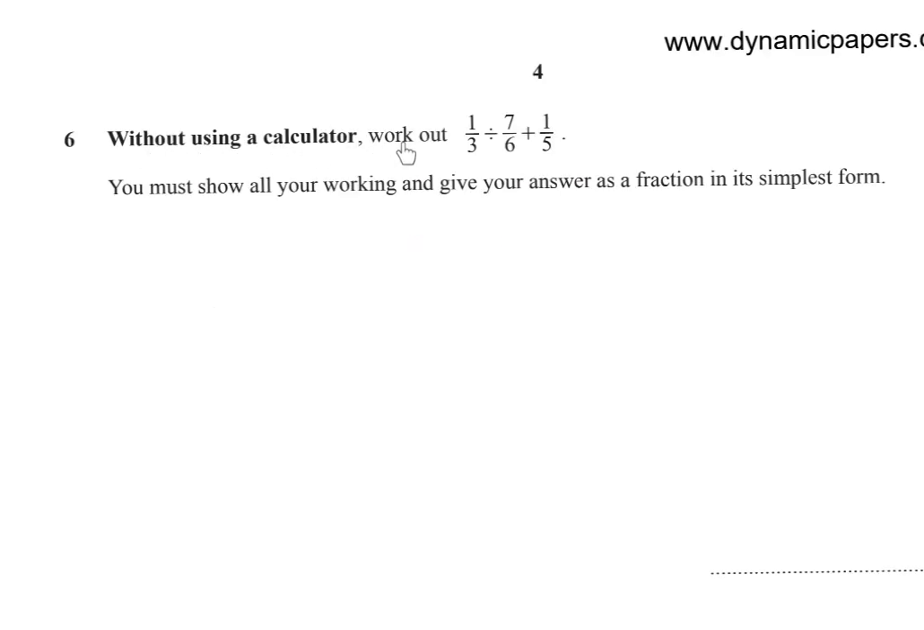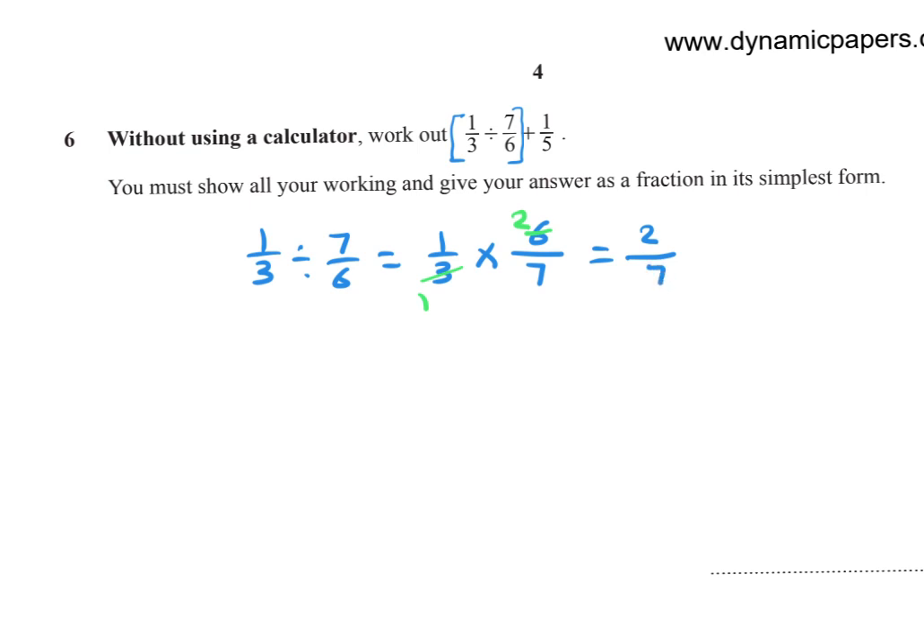Without using a calculator, work out 1 over 3 divided by 7 over 6 plus 1 over 5. According to BIDMAS, do division first. So 1 over 3 divided by 7 over 6. This means 1 over 3 multiplied by the reciprocal of 7 over 6, which is 6 over 7. You can simplify first. 3 and 6 divide by 3 equals 1, and 2. So this will be 2 over 7.